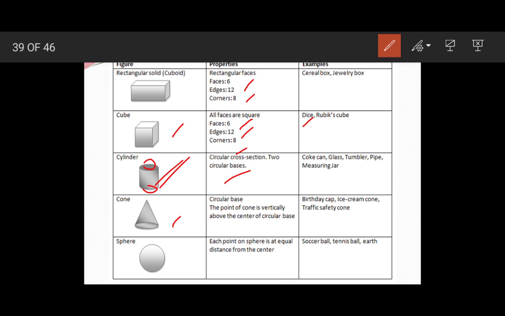Then cone, the property is circular base, right? Cone has a circular base. The point of the cone is vertically above the center of the circular base. So birthday cap, ice cream cone, these are the examples for cone. Then sphere, the property is each point on the sphere is at equal distance from the center. Then tennis ball, earth, all these are examples of sphere.